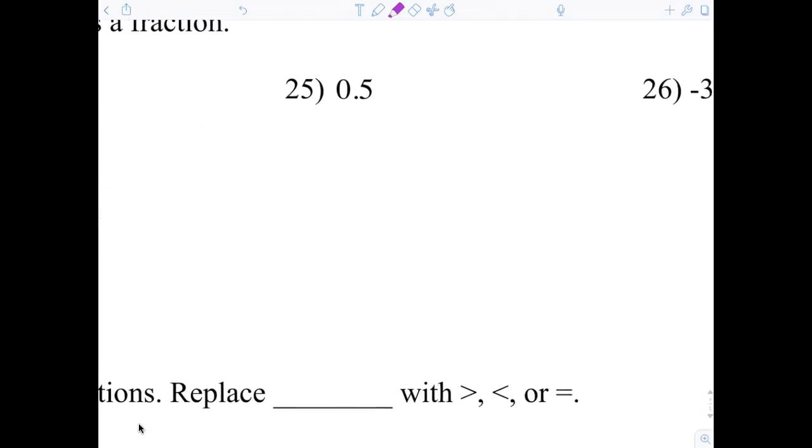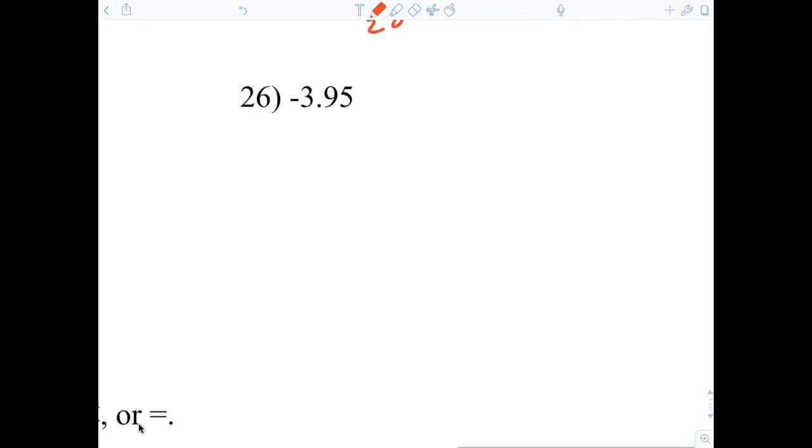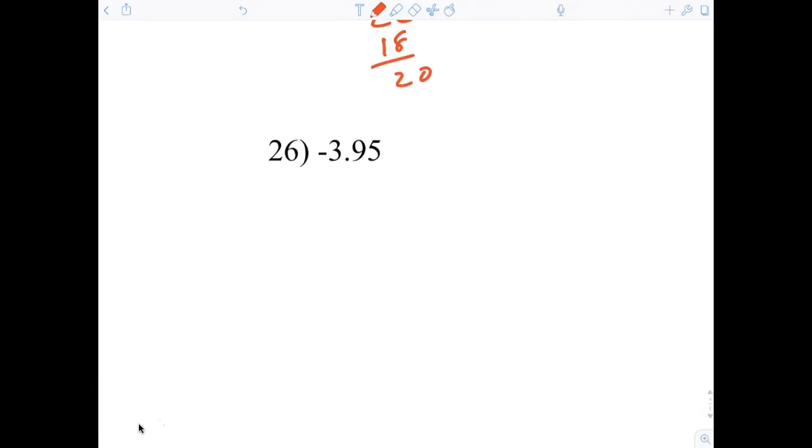Of course, everybody here knows that 0.5 is 5/10, which is reduced to 1/2. So now this would be -3 and 95 over 100. Is everybody good with that? And then 95 over 100 can reduce by what? 5. Yes, divide by 5. And that would be -3, 19 over 20.